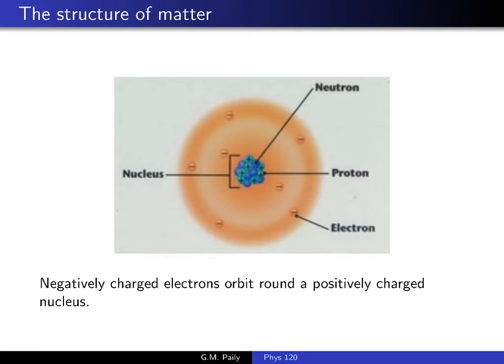We will now discuss the structure of matter a little. An atom consists of a positively charged nucleus surrounded by a cloud of negatively charged electrons. The nucleus contains both protons, which are positively charged, and neutrons, which are neutral.